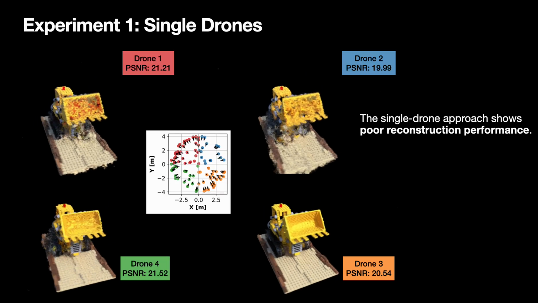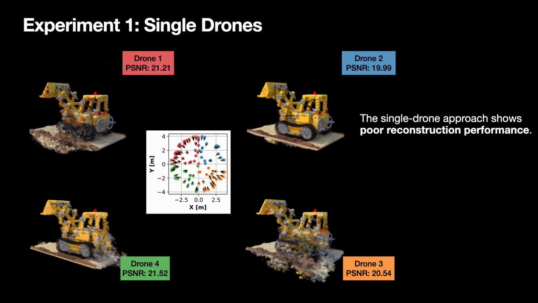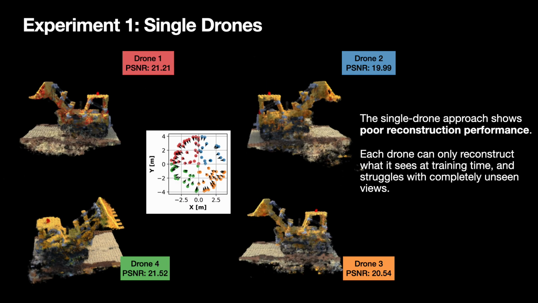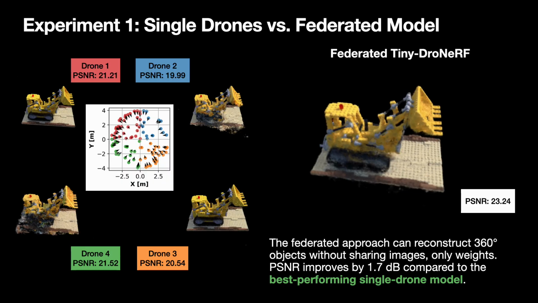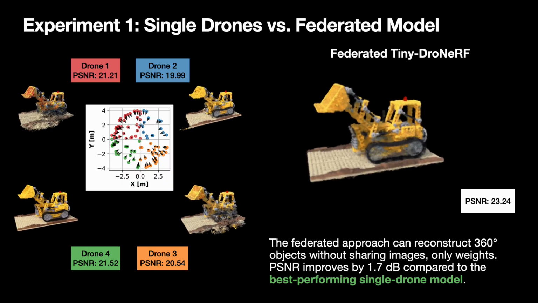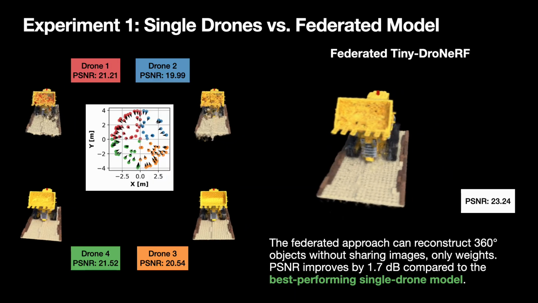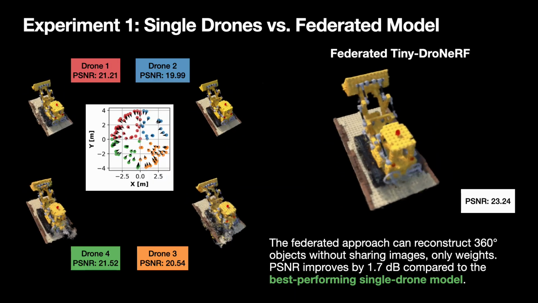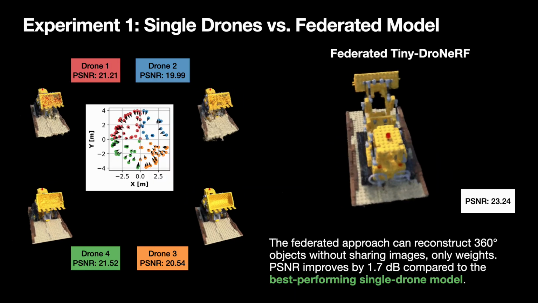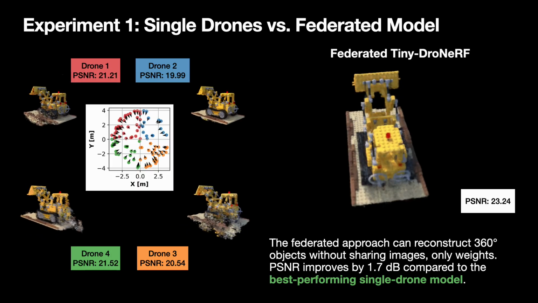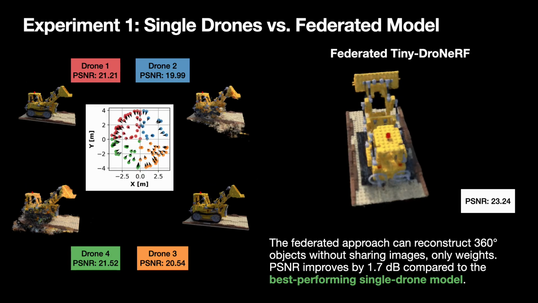The single drone approach shows poor reconstruction performance. Each drone can only reconstruct what it sees at training time, and struggles with completely unseen views. The federated approach can reconstruct 360-degree objects without sharing images, only weights. PSNR improves by 1.7 decibels compared to the best-performing single drone model, Drone 4, in the example shown.